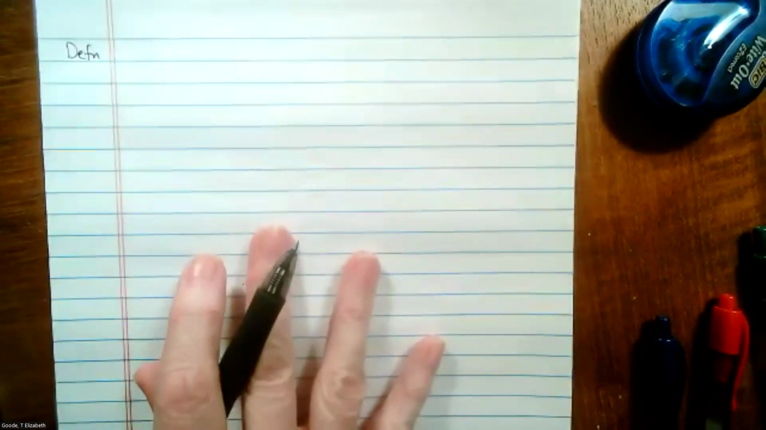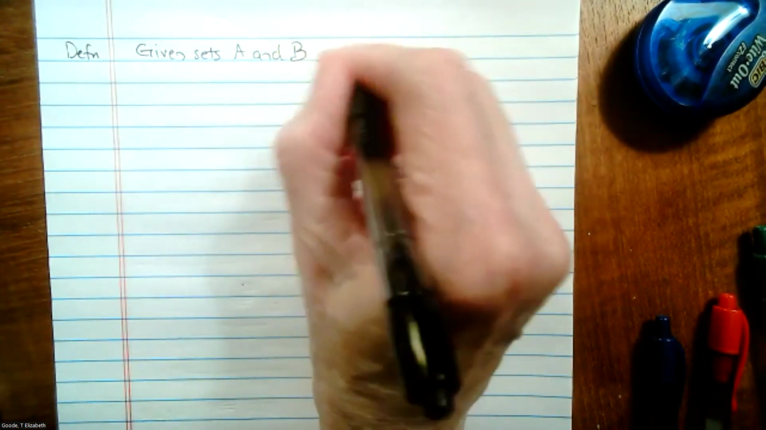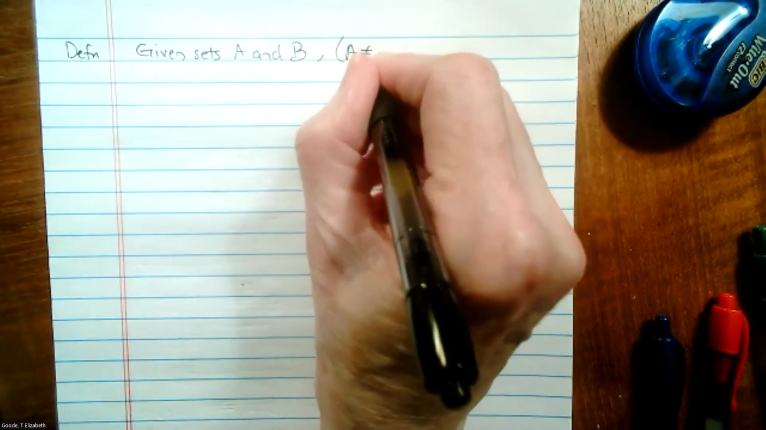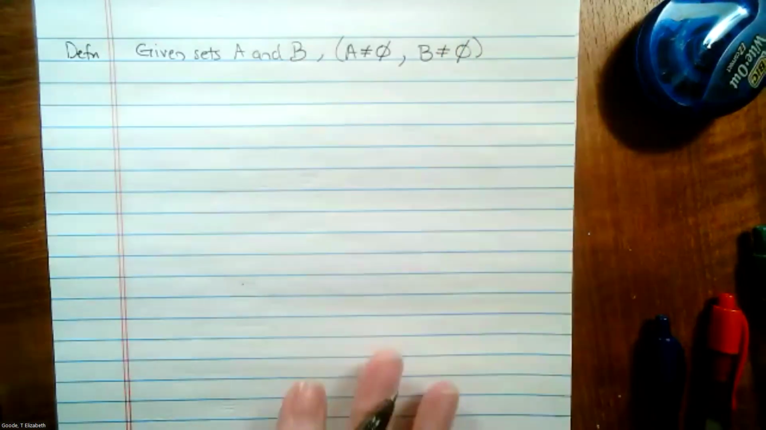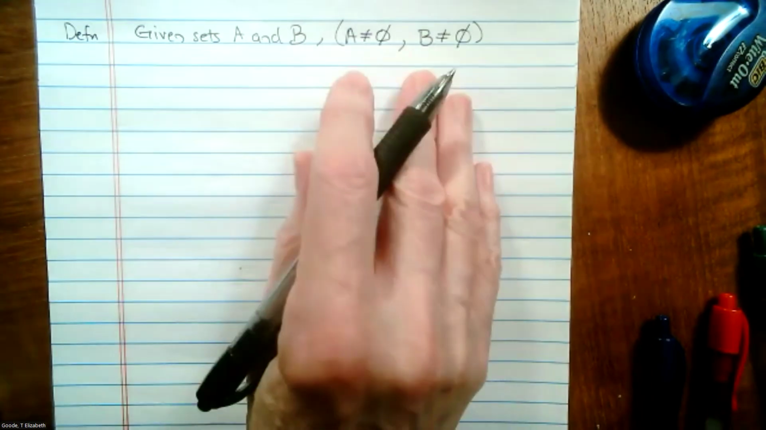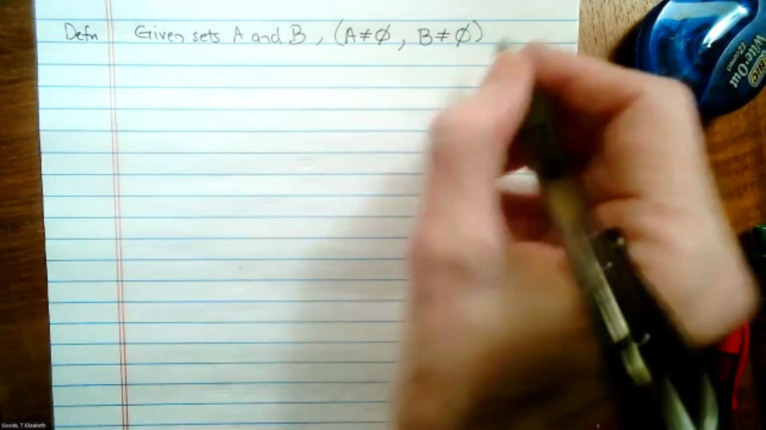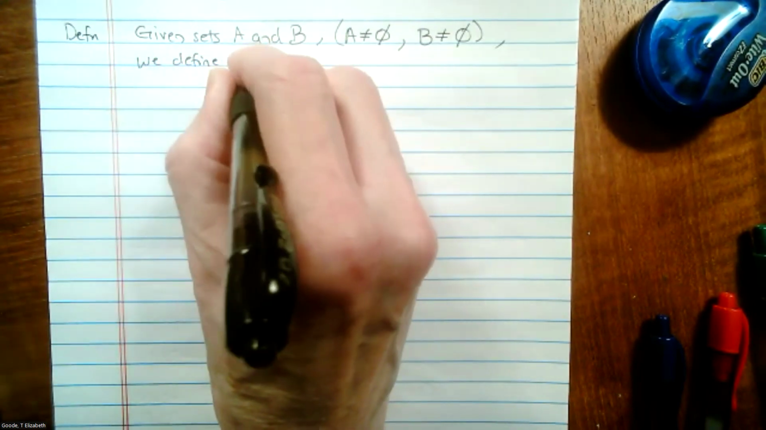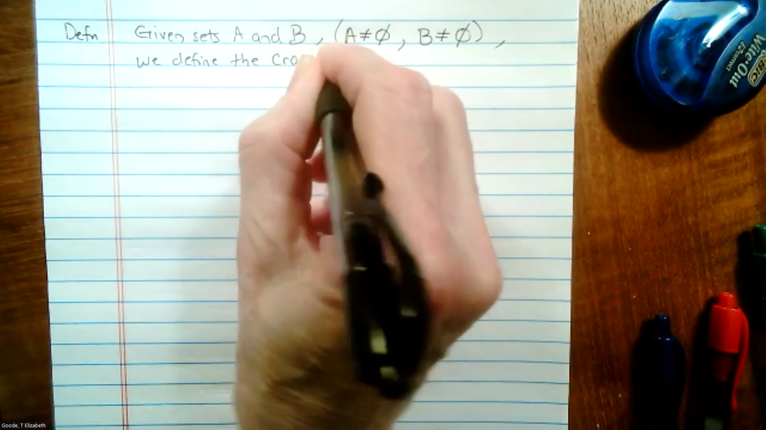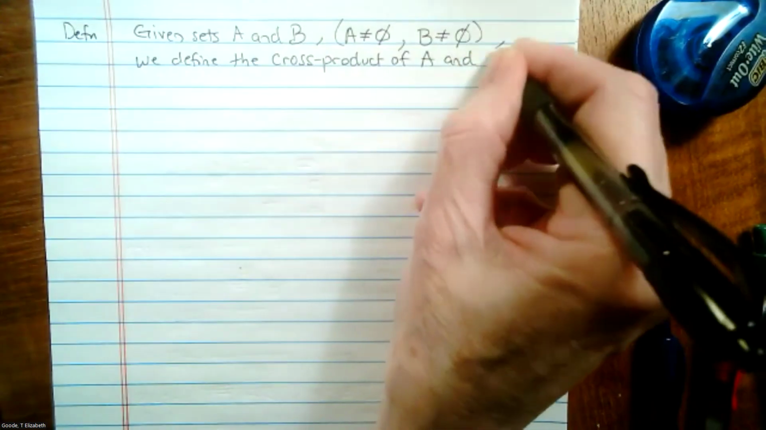Let's just review cross product. Given sets A and B, in fact, you can't play this game if A is empty or if B is empty. So we're going to say they're both non-empty. I didn't get into that with you, okay? But it turns out you can't play the cross product game if either of these is empty. But if they both have elements, we define the cross product, also called the Cartesian product, of A and B.